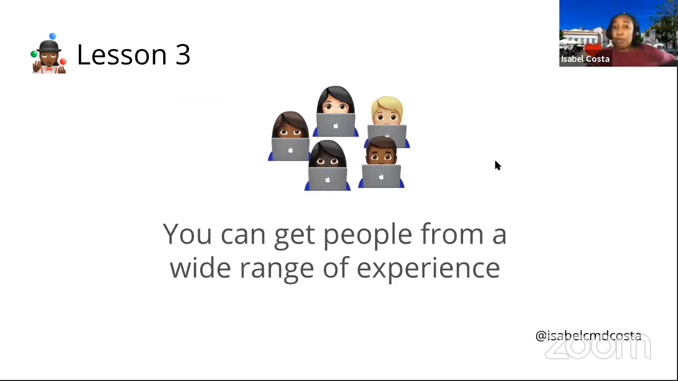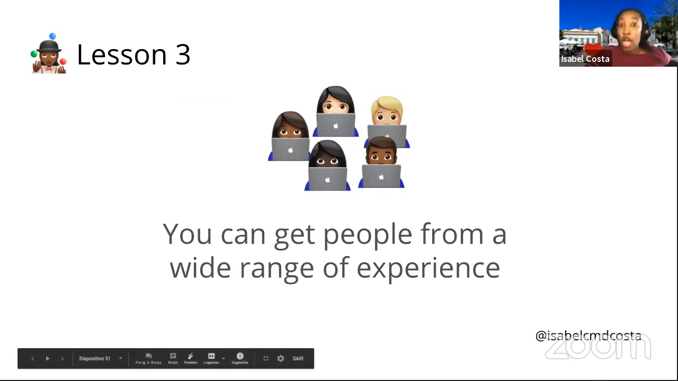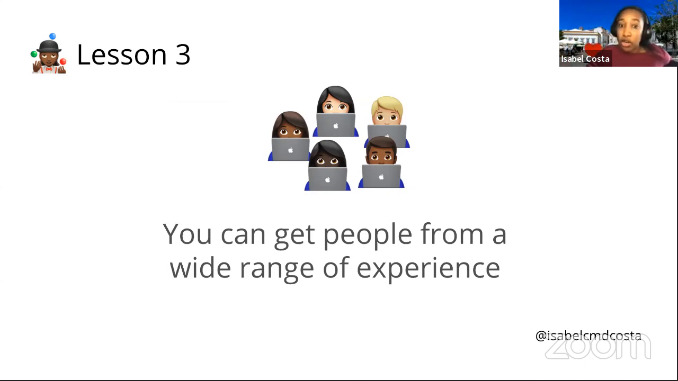Lesson 3, you can get people from a wide range of experience. You don't control who gets to your project. It can be a newbie, a very junior person, or it can be a senior, very experienced person. So you cannot just expect. And the great thing here is you have an opportunity either way. If it's an experienced person, you probably learn from them. If it's a very junior person, you can teach them, you can mentor them, you're giving them access to open source, right? You're giving them learnings, new experiences.